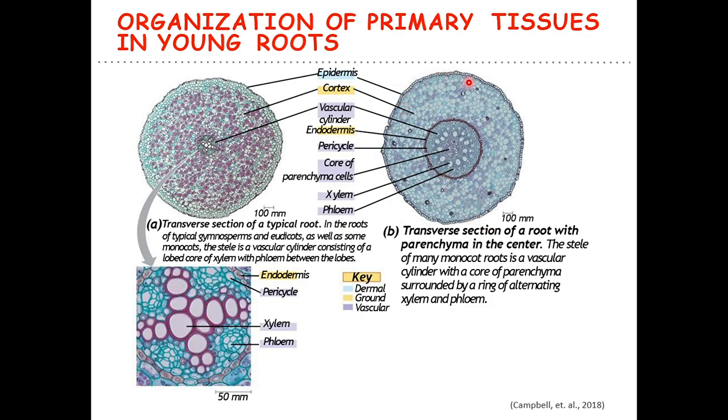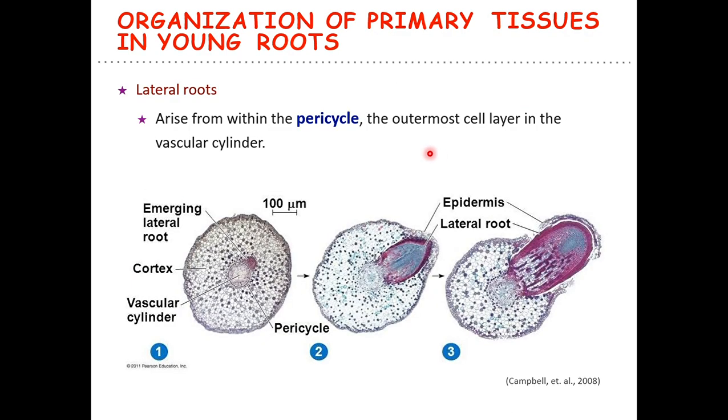Here the outside layer is the epidermis, followed by the cortex, and then the vascular cylinder: endodermis, pericycle, and then the core of parenchymal cells in the middle, and xylem and phloem. Lateral roots arise from within the pericycle, the outermost cell layer in the vascular cylinder.